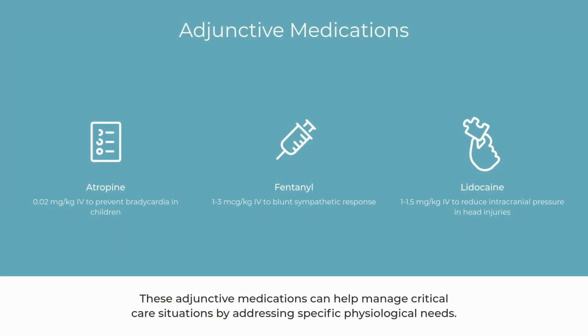Adjunctive medications. Adjunctive meds fine-tune RSI. Atropine can be used to help with bradycardia, especially in kids. Fentanyl calms the body's stress response, useful in heart cases. Lidocaine lowers intracranial pressure in head injury patients. These aren't always needed, but can make a big difference when they are.